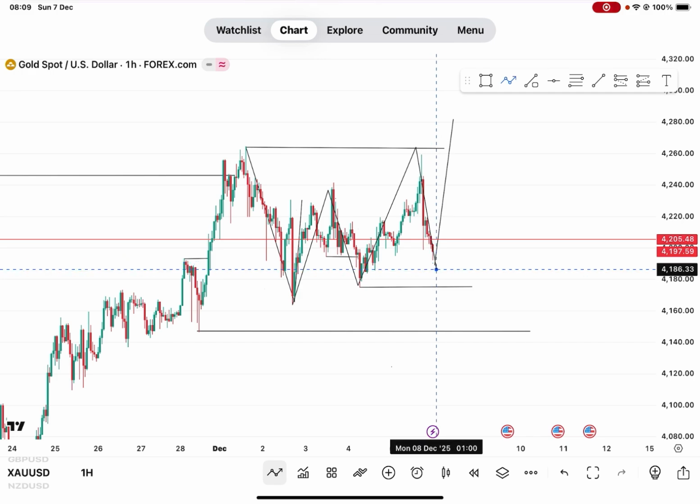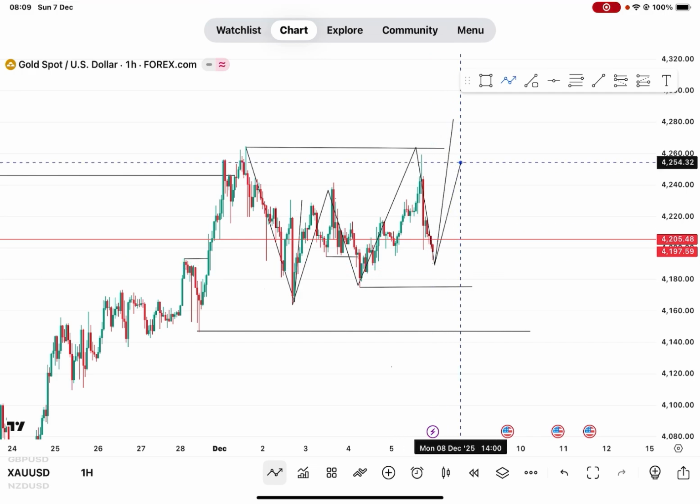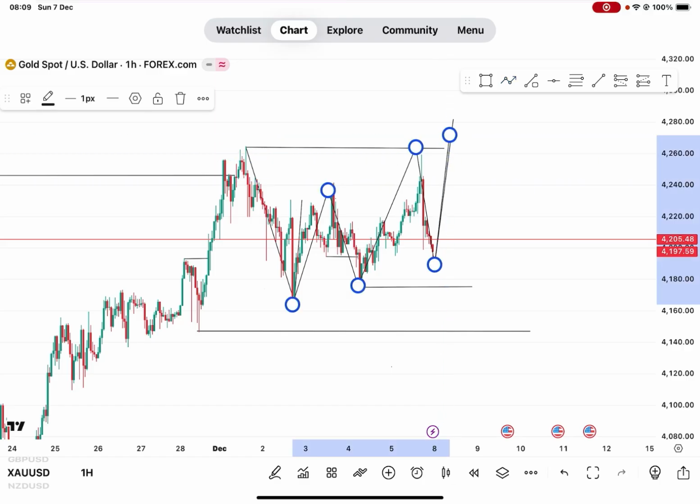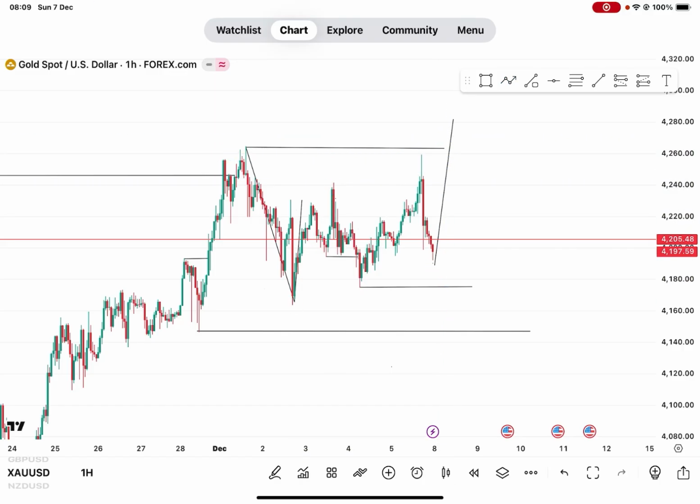So basically, we can be seeing a new push to the upside on gold. This is currently my bias on gold. We should be seeing a good push on gold this week from the 8th of December. This week, we should be seeing a good push to the upside. What is happening on gold right now, this bearish move, is just a retracement.